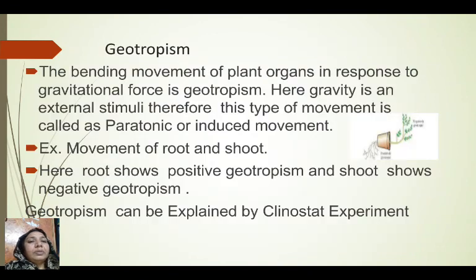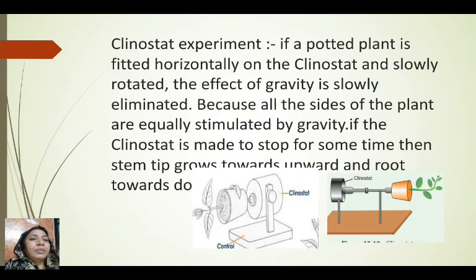Now we will discuss geotropism. Geotropism is the bending movement of a plant organ in response to the gravitational force. Here gravity acts as the external stimulus. Therefore, this type of movement is called paratonic or induced movement. This can be observed in the root as well as the shoot system of the plant body. In case of plants, the root shows positive geotropism while the shoot system shows negative geotropism. Geotropism can be explained by the clinostat experiment.